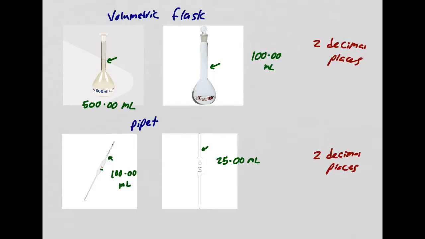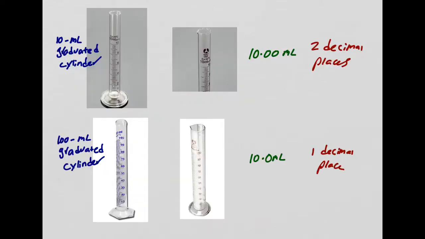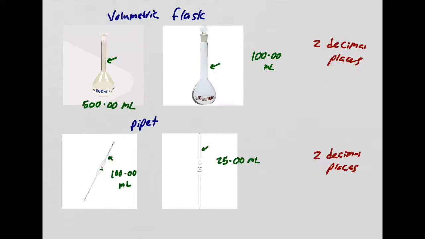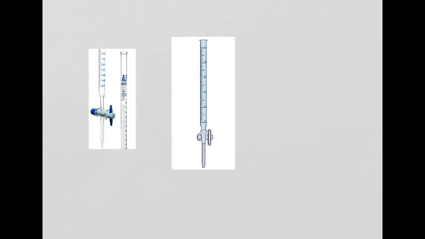It's a fixed volume I can do. It's not graduated like these ones. These ones I can measure different volumes, but with a pipette and volumetric flask, there's only one fixed volume you can measure. But they're pretty accurate, right? So don't break these things in lab. It's going to cost me a lot of money to replace. All right, ready for the last one?